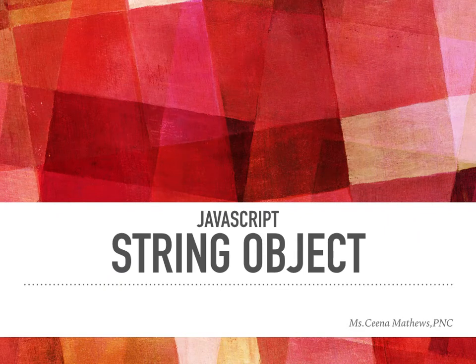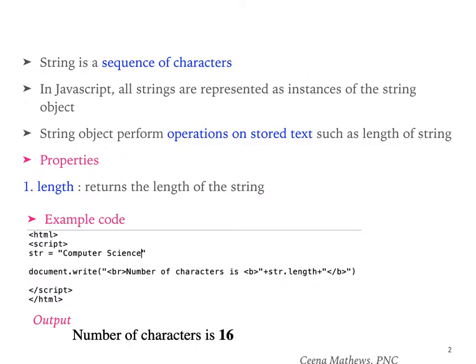In this video, I will discuss the string objects in JavaScript. String is a sequence of characters. In JavaScript, all strings are represented as instances of the string object. And the string object performs operations on stored text, such as finding the length of the string, etc. The string object has only one property mentioned here, that is length, which returns the length of the string, that is the number of characters in the string.